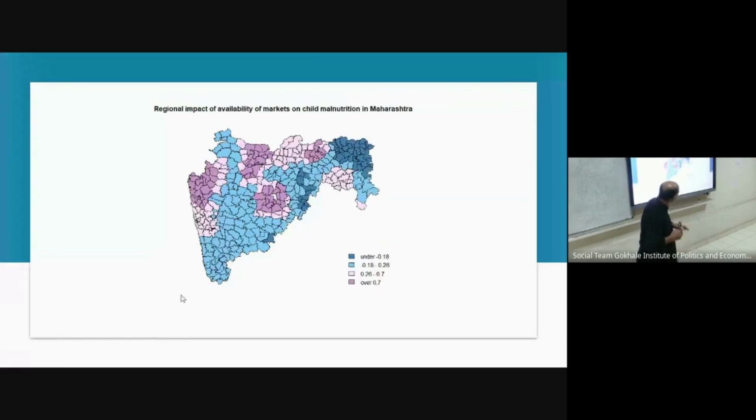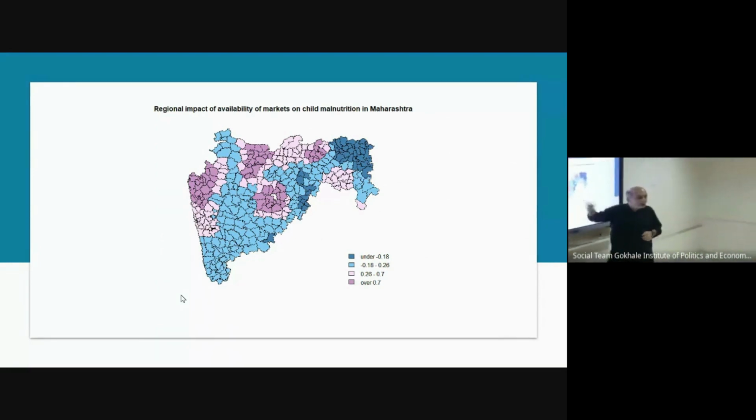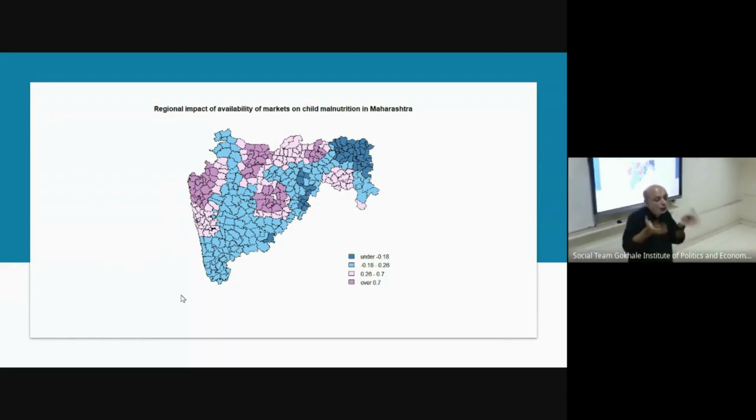Availability of markets has a very complex impact. If you have access to at least one haat or a weekly bazaar, then in some areas it reduces malnutrition. In some areas, it actually increases malnutrition. So for roads and markets, we don't really know what kind of impact they have on malnutrition. There is definitely scope to do a deeper study about these relationships.